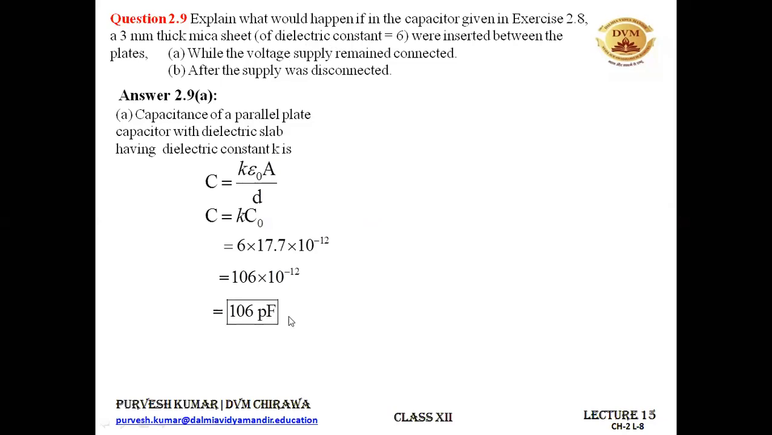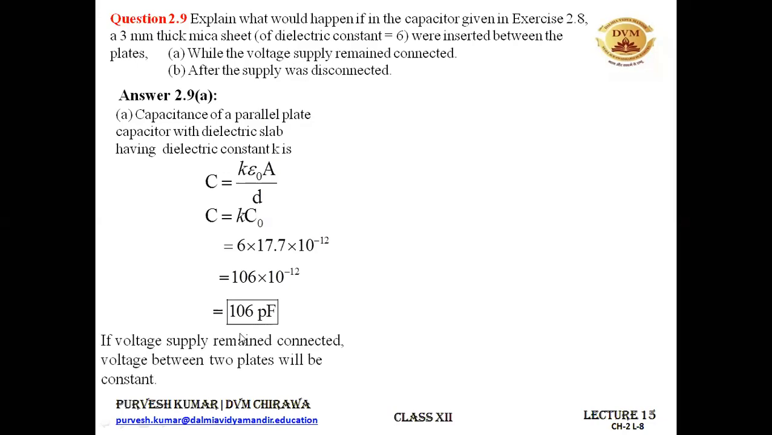From where will that charge come? It will come from the supply voltage, that is the battery. All right. So this battery will provide the charge. The capacity is increased by the insertion of the dielectric slab, but now the battery will provide the charge. So in part A, the battery is still connected over there. When the battery is connected, the capacity is increased. It can supply some more charge.